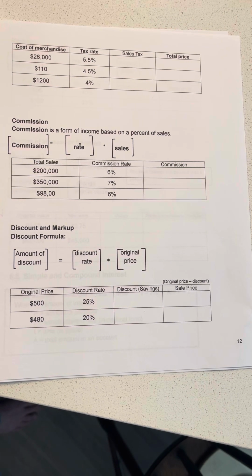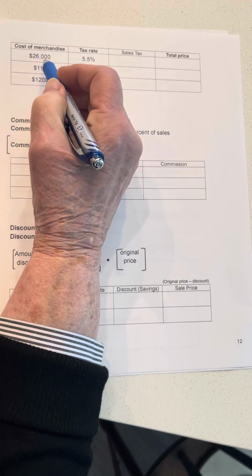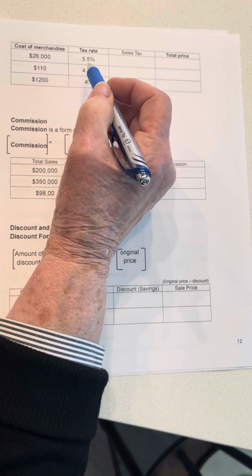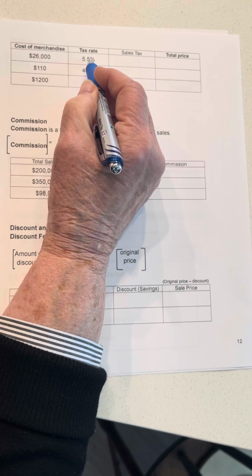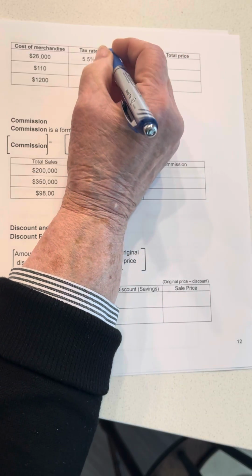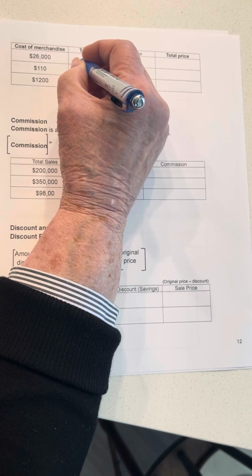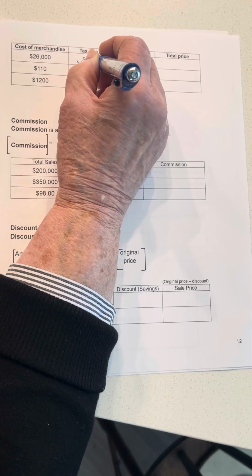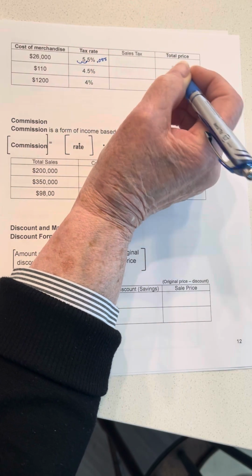So here we go. We're going to do a few of these. The first thing, you're buying something that costs $28,000. I'm assuming that this must be a car or something. And there's a 5 5/10% tax rate. So this is the percent, and now we're going to change it to a decimal. We'll move this decimal point 2 places to the left. So we're going to be multiplying by 55 thousandths.